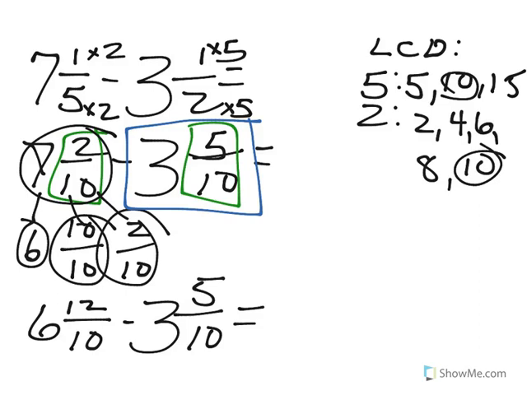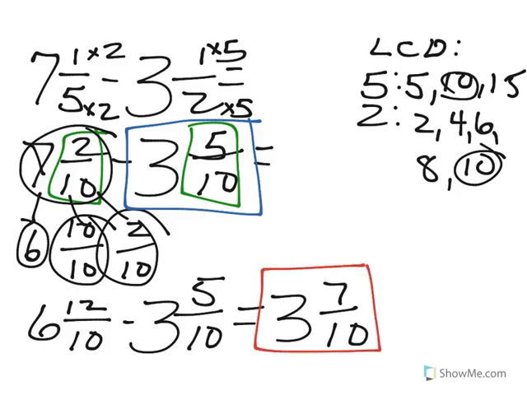Now, my fractions can subtract and my whole numbers can subtract. 6 minus 3 is 3. 12 minus 5 is 7. The denominators stay the same. I know that 7 is prime, and therefore I know its only factors are 1 and 7. And 7 is not a factor of 10, so 7/10 is in simplest form.